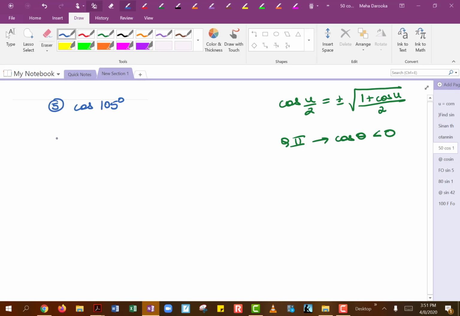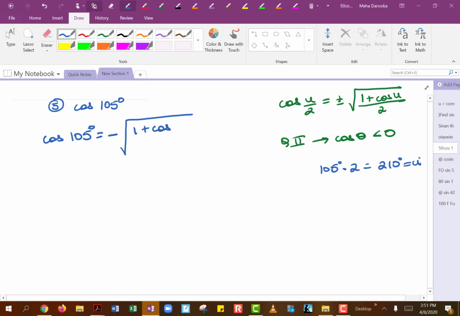Okay, so cosine of 105 degrees, we know it's going to be negative, so I'm going to keep that negative sign in the front. And then 1 plus, you take your 105 degrees multiplied by 2, and you get 210 degrees. So that's going to be our u angle, and that's going to be cosine of 210 degrees divided by 2.